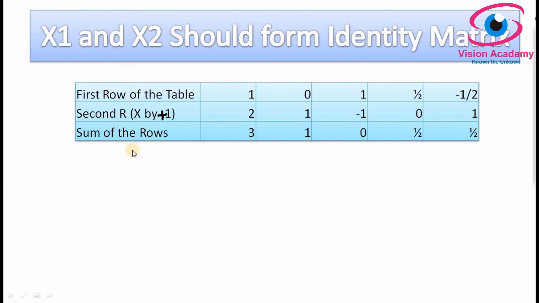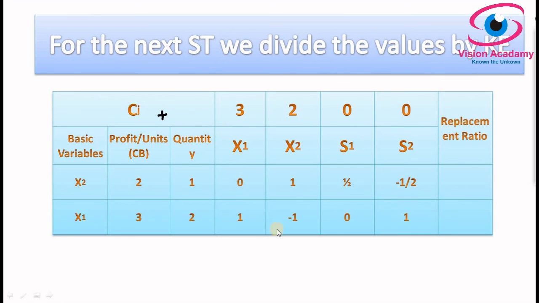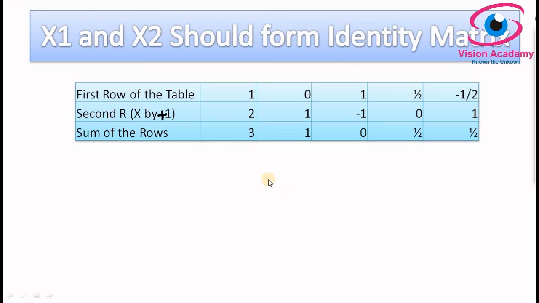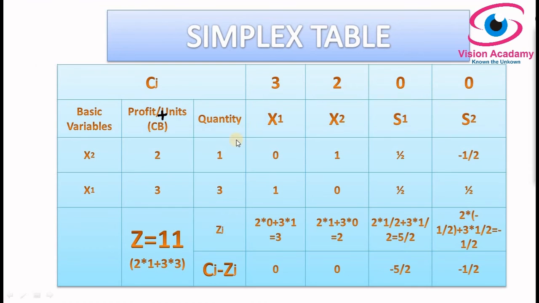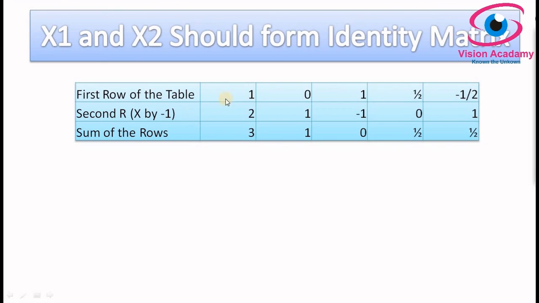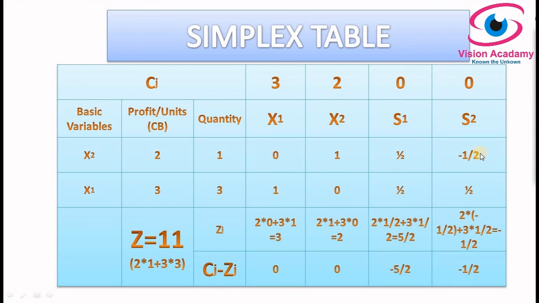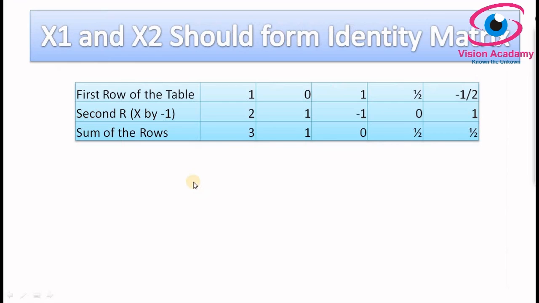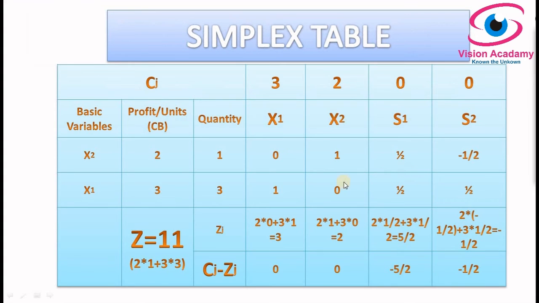And you can ask me where to consider this sum of rows, because we have to make the second row 0. Look here, this value must be 0. For the second row we have to consider this row operation. So I have taken the first row as it is. This is the first row, 1 0 1 1/2 -1/2, and for the second row I have considered the row operation, which gives 3 1 0 1/2 1/2.